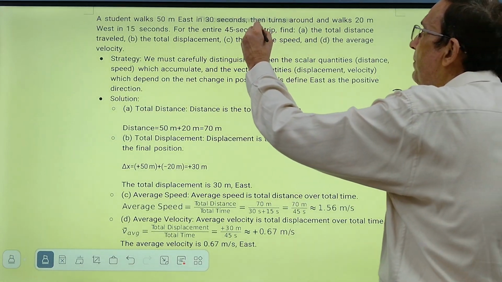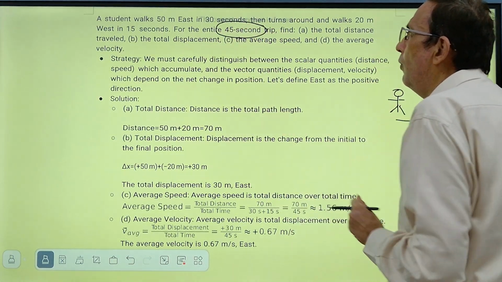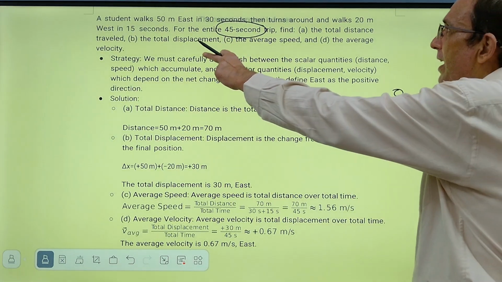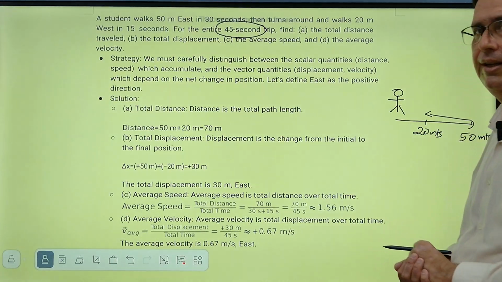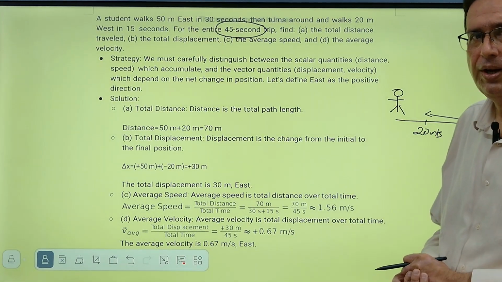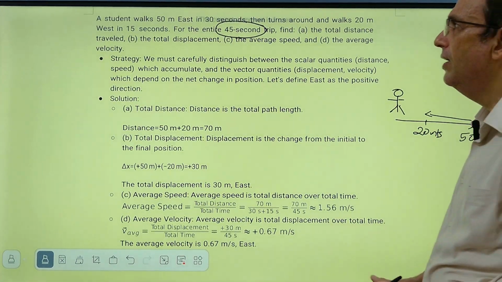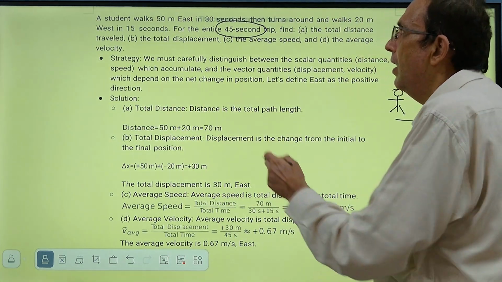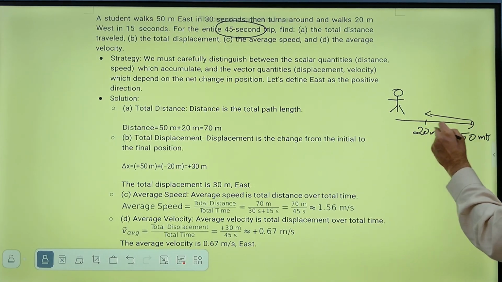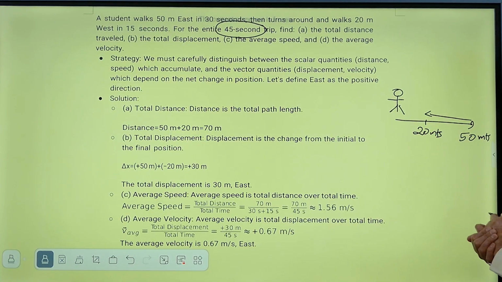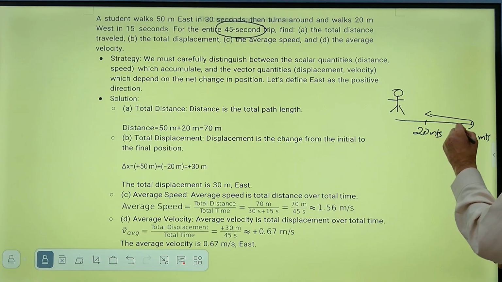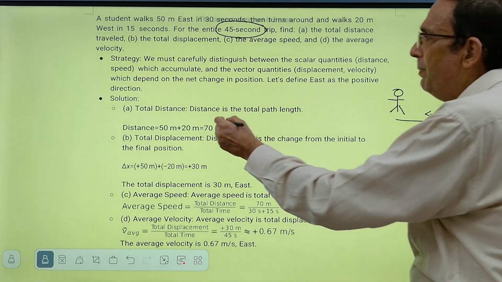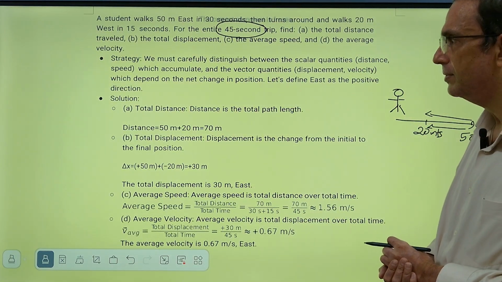Okay, so the total time taken for the entire trip is 45 seconds. So what is the total distance traveled? What is the total displacement, average speed and average velocity? These are the things that you need to calculate. So how will you calculate it? Simply, what is the total distance? That's the distance in the total path. So he has traveled 50 meters earlier and then 20 meters later. Then in that case, the total distance is 50 plus 20, which is equal to 70 meters.